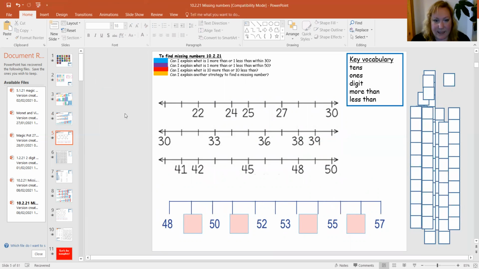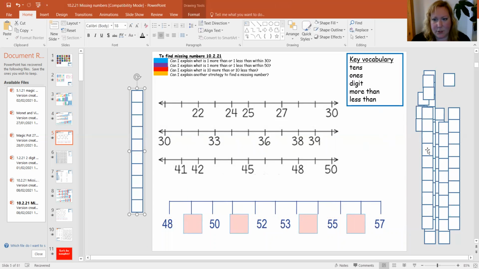So let's start here. Right, it doesn't even start with a 1 and the missing number is before this. Right, what do I know? 22. I'm going to make 22.